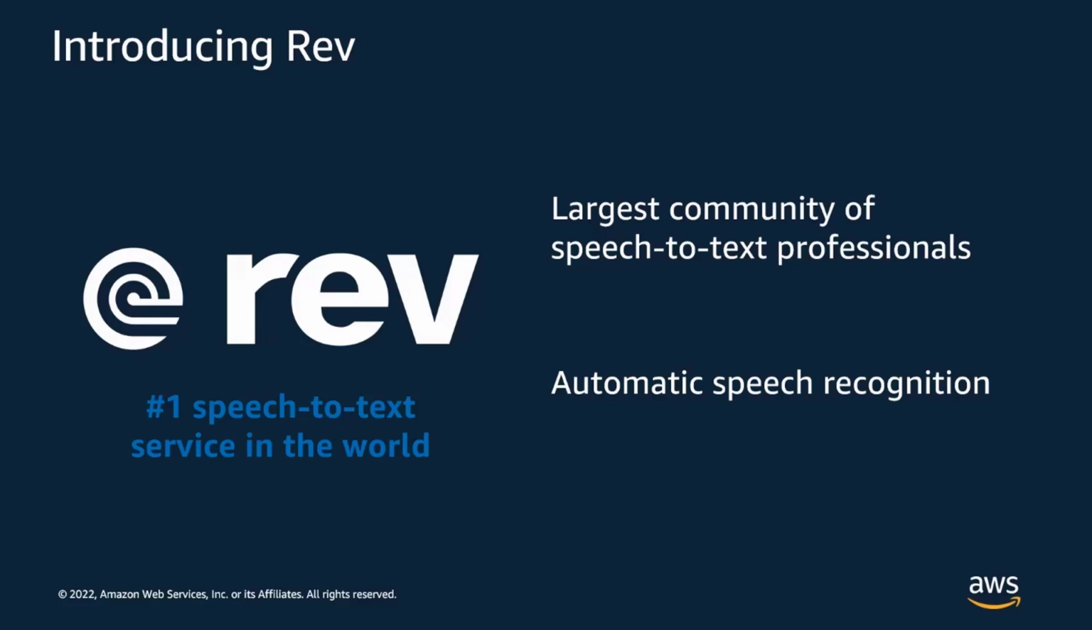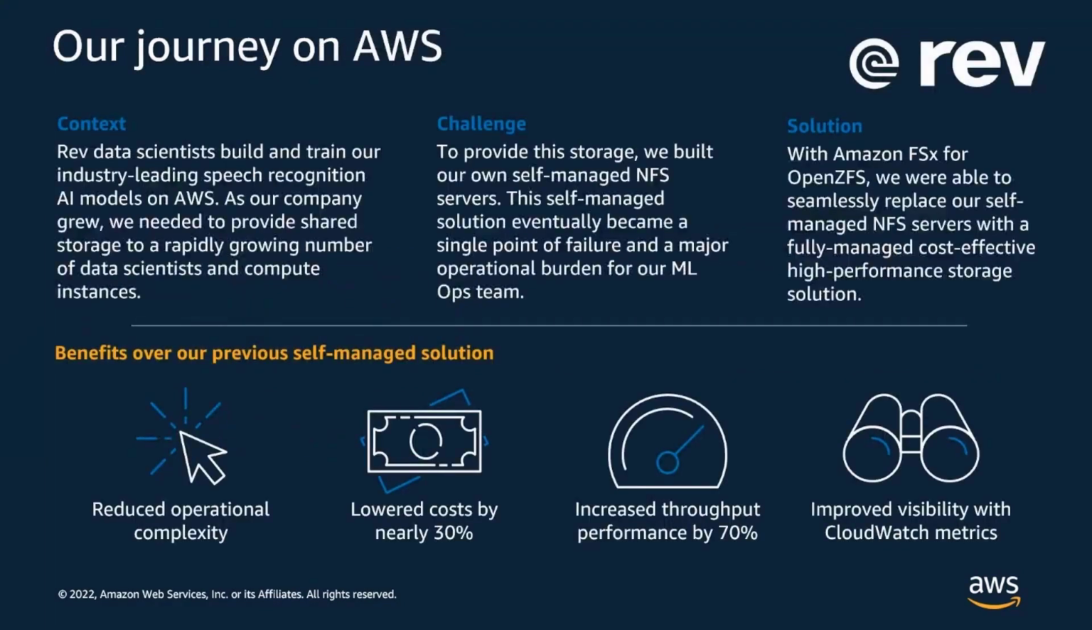But another area of focus for Rev is also in building industry-leading automatic speech recognition, or ASR models. We use these models to generate drafts for transcriptionists, as well as serve these models through an API to customers who have higher volume or just require lower turnaround times. So on the next slide, I'd like to talk a bit about building these ASR models, some of the challenges we faced, and how FSx for OpenZFS helped us.